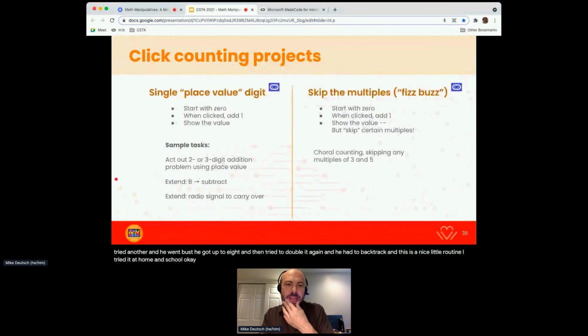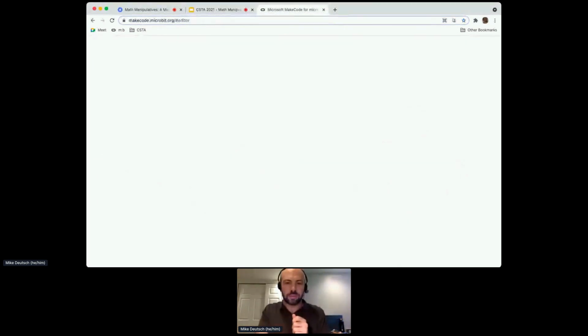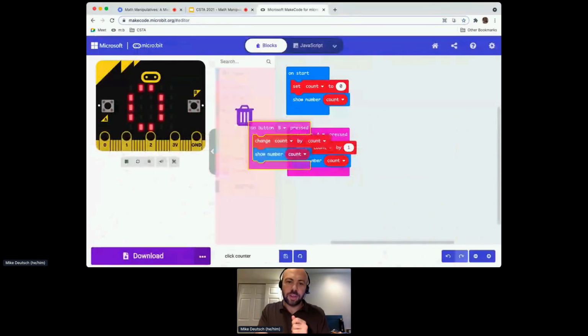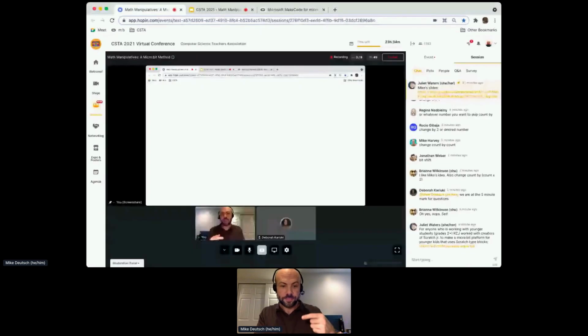Okay, I've got 2 more projects that I've posted, but I'm not going to step through them in the interest of time. One is to make your microbit a single digit. When you get to the point where you're talking base 10s, if I were in my code here and I were just counting up, I would insert a conditional. I would do a logic check. If I've reached 10 after my latest increment, just set count back to 0. And if I do that, then I've got a single digit that loops 0 to 9 and back again, right?